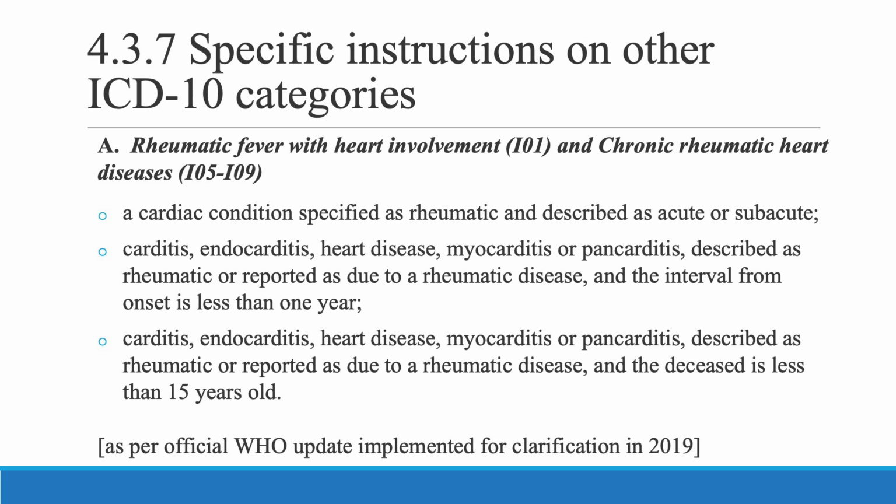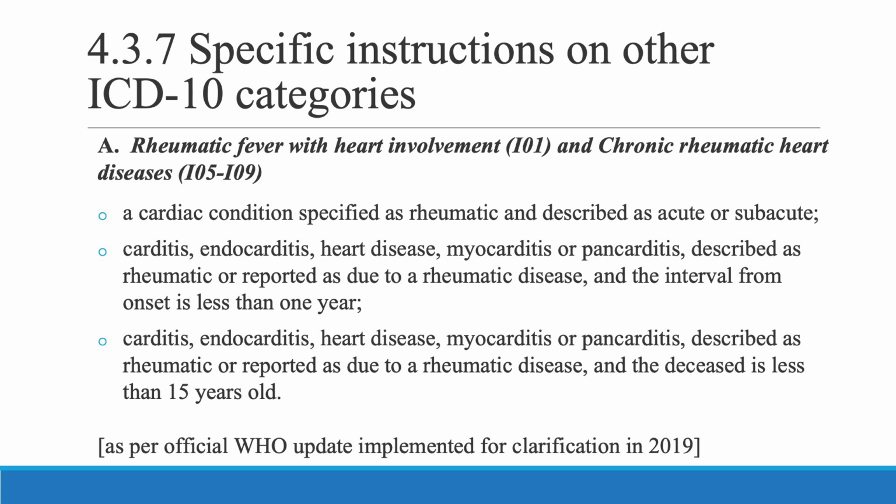Carditis, endocarditis, heart disease, myocarditis, or pancarditis described as rheumatic or reported as due to a rheumatic disease, and the interval from onset to death is less than 1 year, code as active. And last, carditis, endocarditis, heart disease, myocarditis, or pancarditis described as rheumatic or reported as due to a rheumatic disease, and the deceased is less than 15 years old, then that rheumatic heart disease should be coded as active.